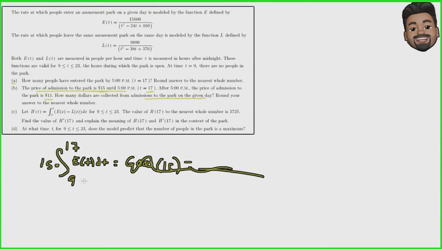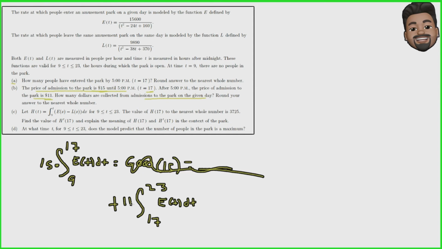$15 is associated with each person that comes in here. All right, so we're gonna get this plus, well, now what happens after 5 o'clock? Well, after 5 o'clock, we're gonna write the integral from 17 to 23 of E of t dt. And how much does it cost now? The price of admission to the park is $11.